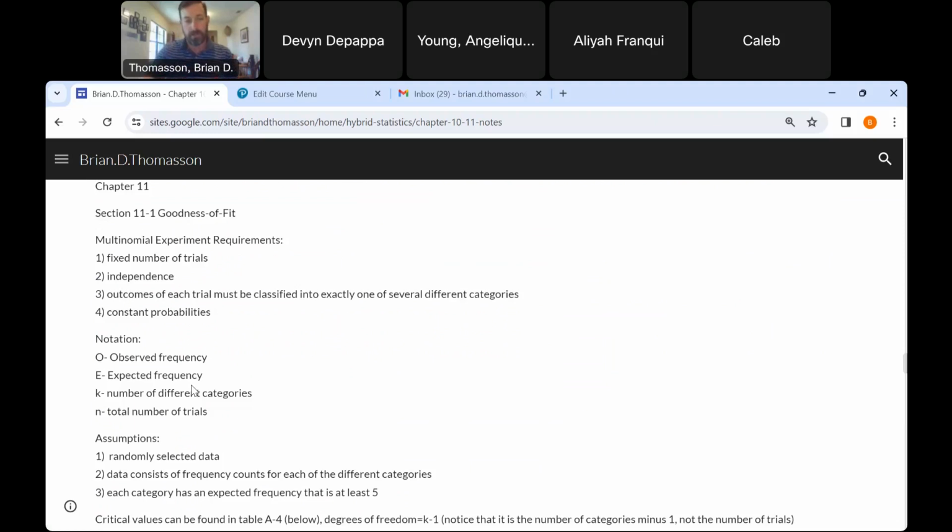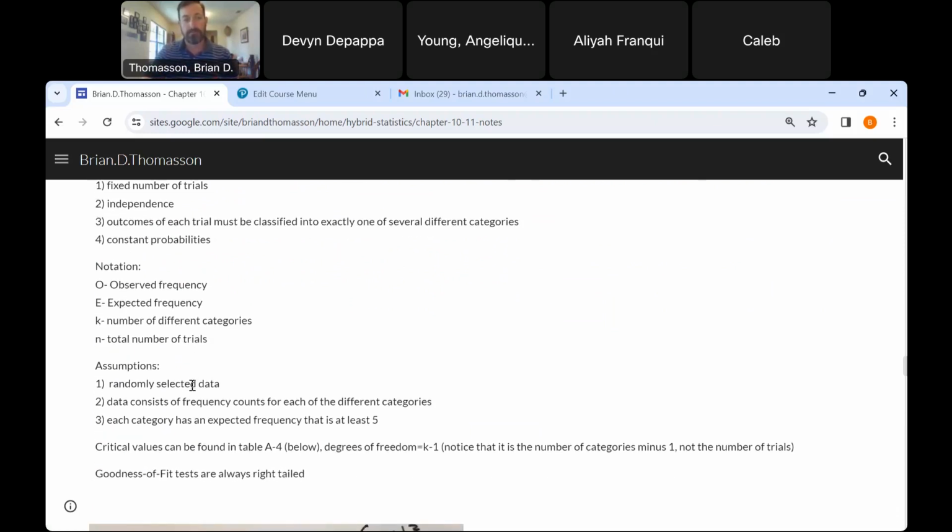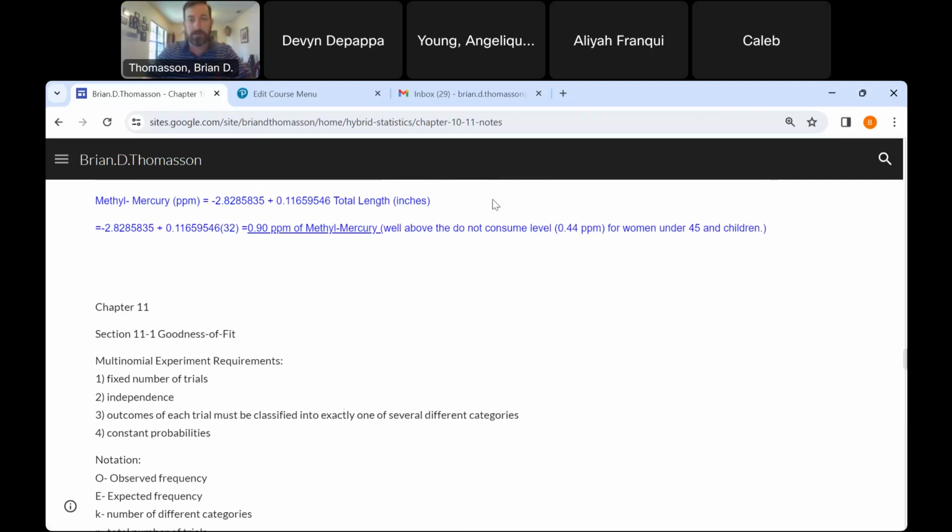These notations aren't going to make any sense right now. I'll come back to those in a second. And we have to randomly select our data. Data consists of frequency counts for each of the different categories, and each category has to have an expected frequency of at least 5.